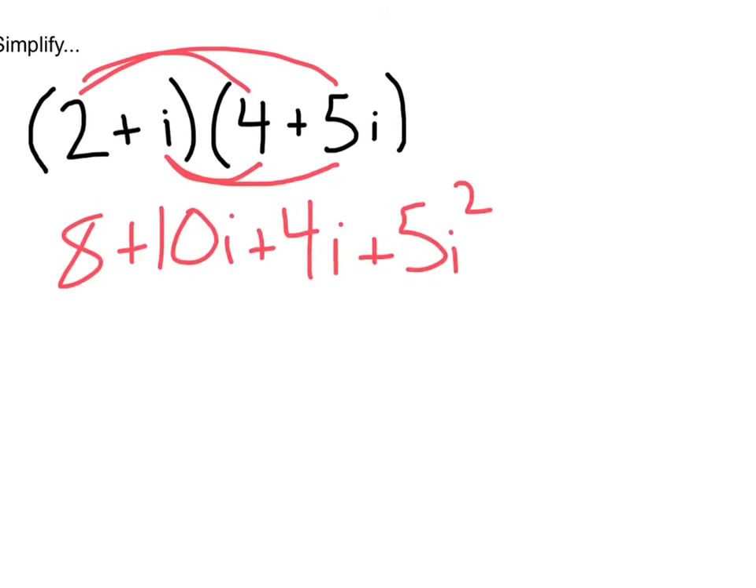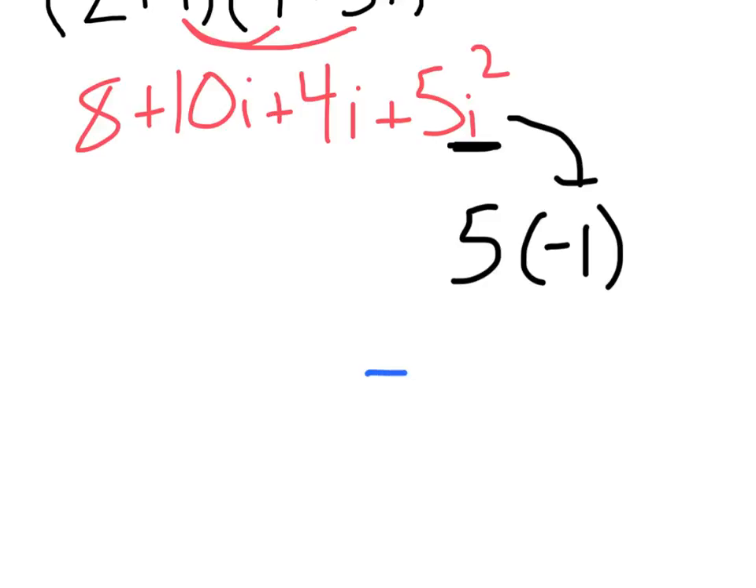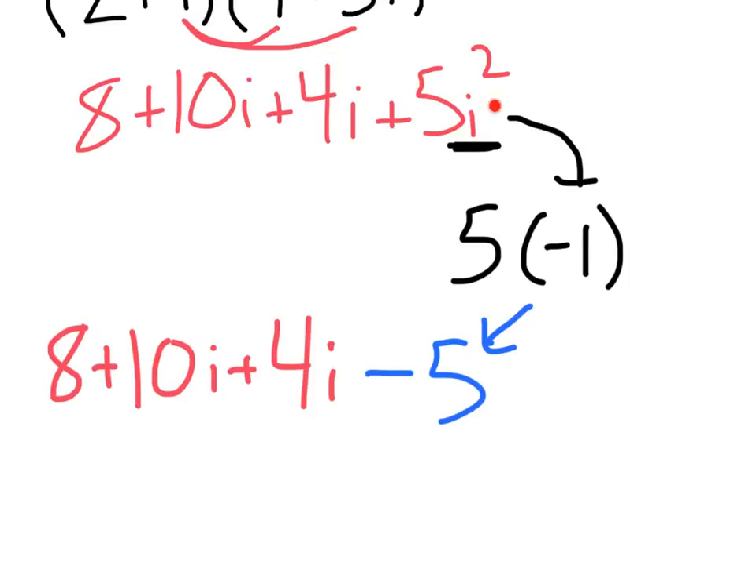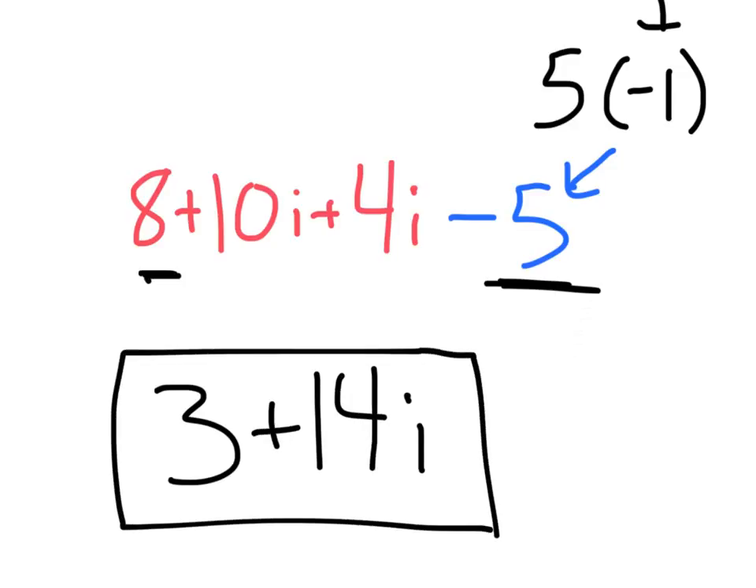Let's take a close look here at this 5i squared. Remember, i squared is the same as -1. So this is going to be 5 times -1, which would be -5. All right, why is that useful? Well, now that we've simplified that i squared, we can combine these like terms. 8 minus 5, which is going to be 3. Then we also have like terms of 10i plus 4i, which is going to be plus 14i. And there we have our final simplified answer.